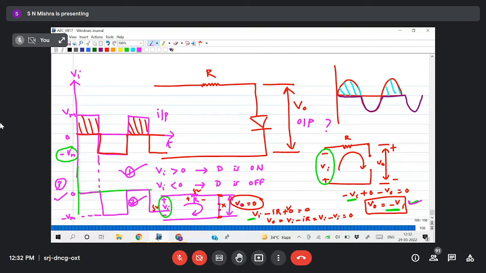Now you take a practical diode and find its answer. Same input waveform, square waveform. Instead of this ideal diode, let us take a silicon diode and try to solve and tell me.